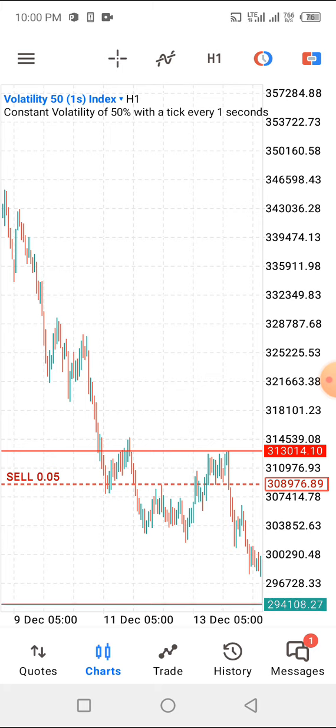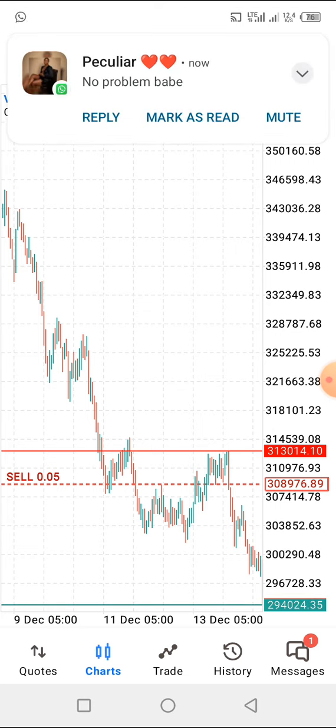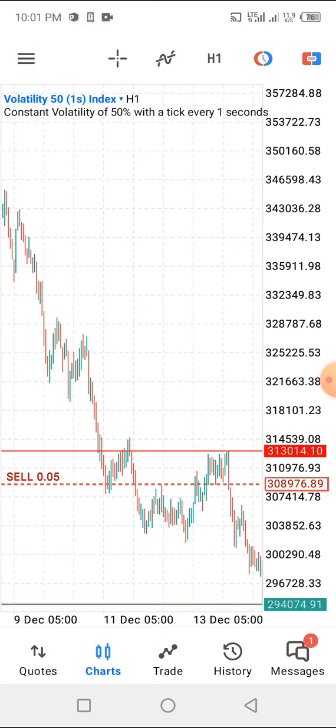But if you want to know how to swing trade, you need to know price action. You need to understand how this works. You need to know how to identify an uptrend and a downtrend. You need to understand how to identify the lower highs, the lower lows, and the support and resistance.